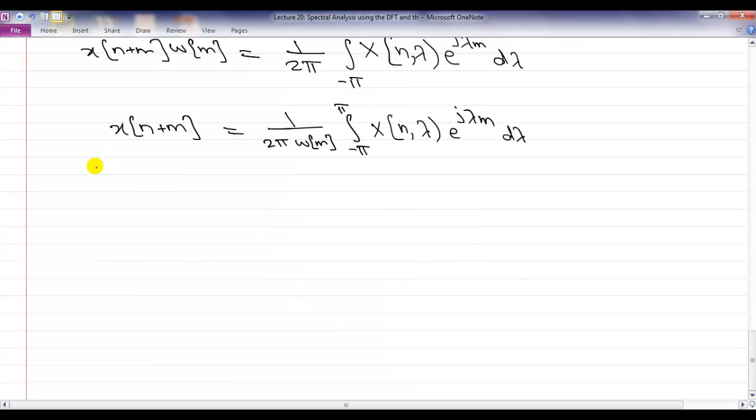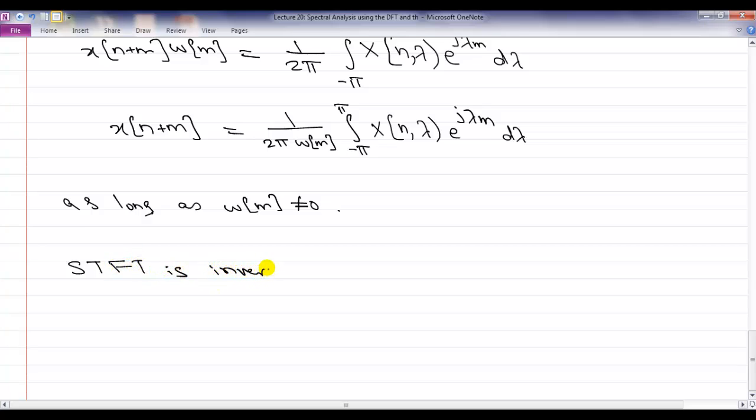Now this is true, so I can divide by w[m] as long as w[m] is not equal to 0. So the short time Fourier transform is invertible as long as my window has at least one non-zero sample. Okay. Short time Fourier transform is invertible as long as w[m] is not all zeros.